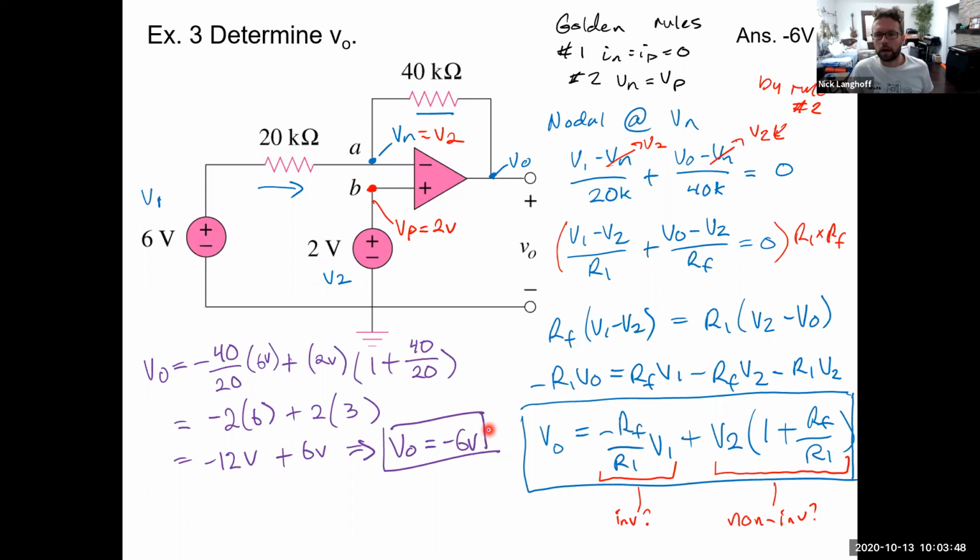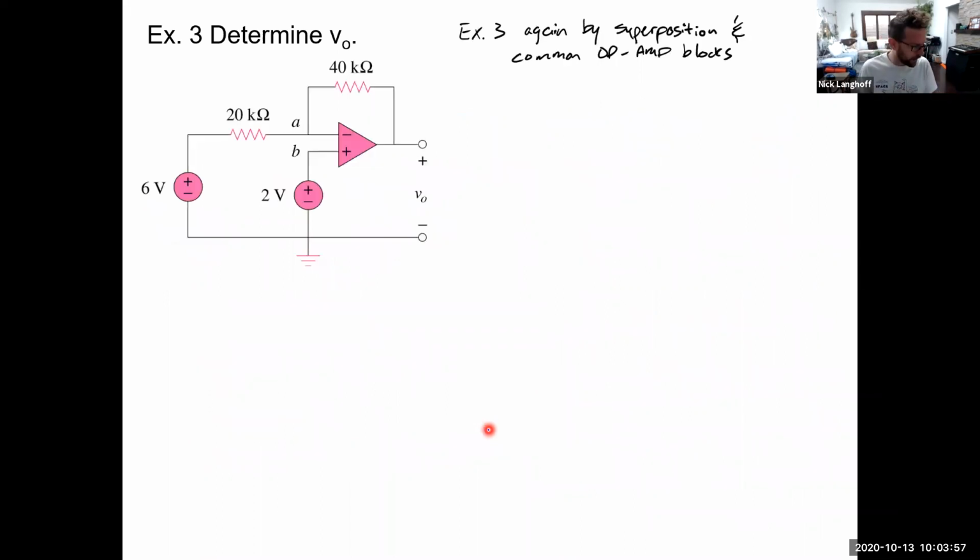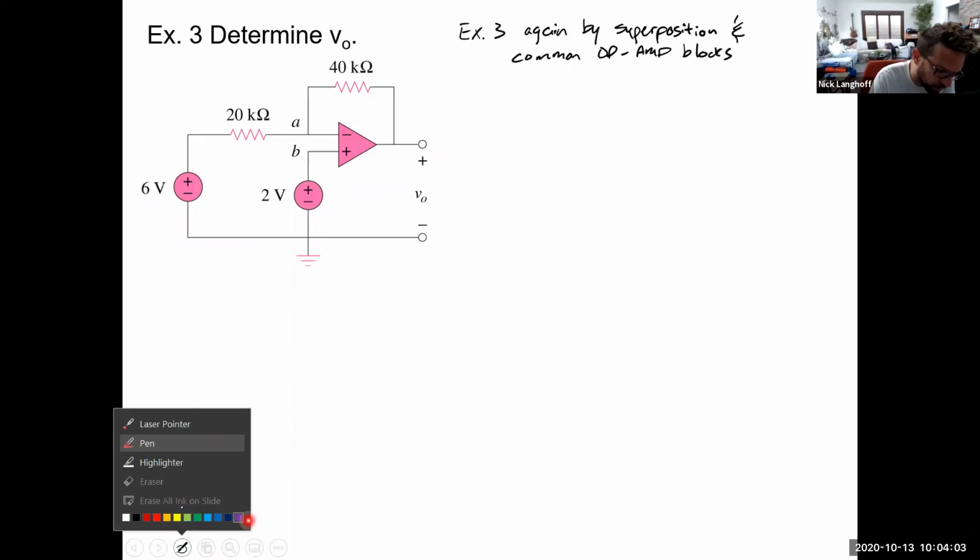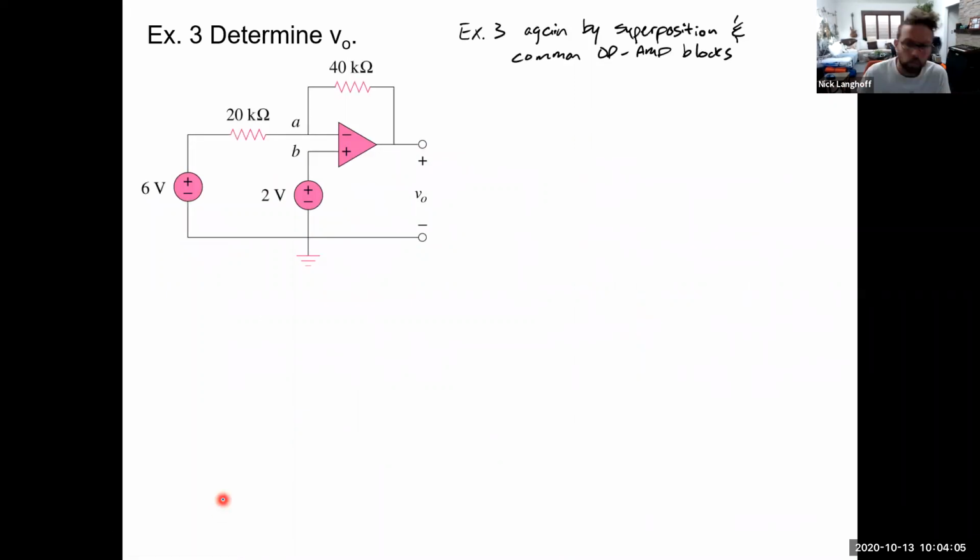Okay, then let's take a look at it again using superposition and common op-amp blocks. Remember the superposition principle: we turn off all but one source at a time. Basically, we're going to find V out total as V out due to the 6-volt source plus V out due to the 2-volt source. All we need to do is find the formulas for those.